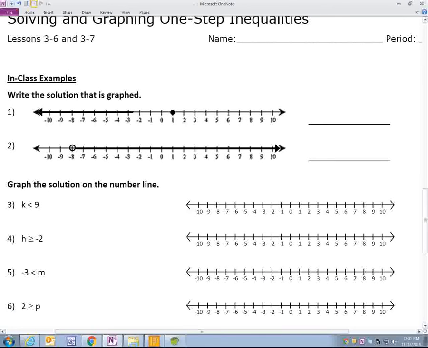In class examples, write the solution that's graphed. This should be going all the way through, by the way. That should go like that. Write the solution that's graphed. I see that I have a filled-in circle, and my arrow points that direction, which means that that is going to go infinitely in the negatives. Okay? It goes on forever to the negative down that number line.